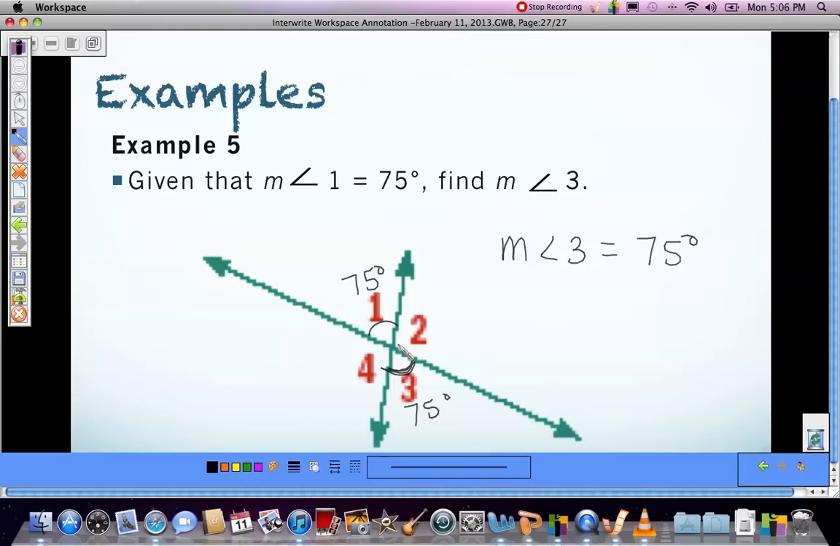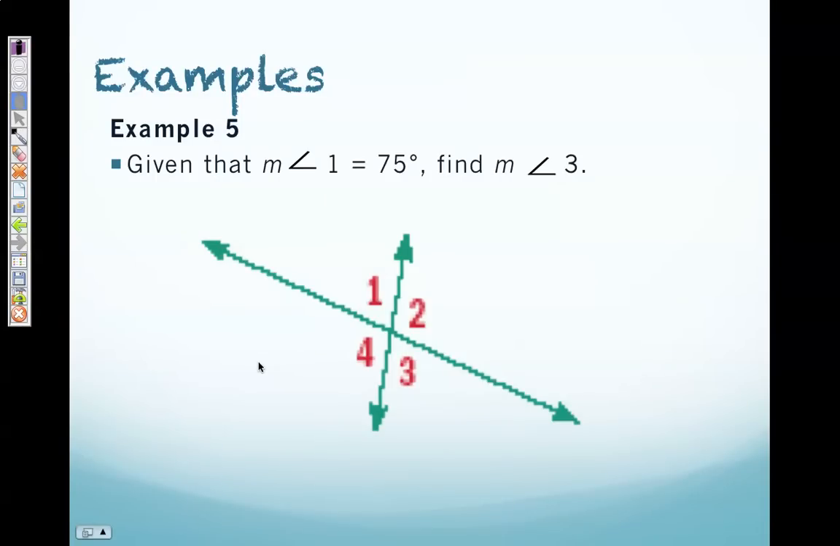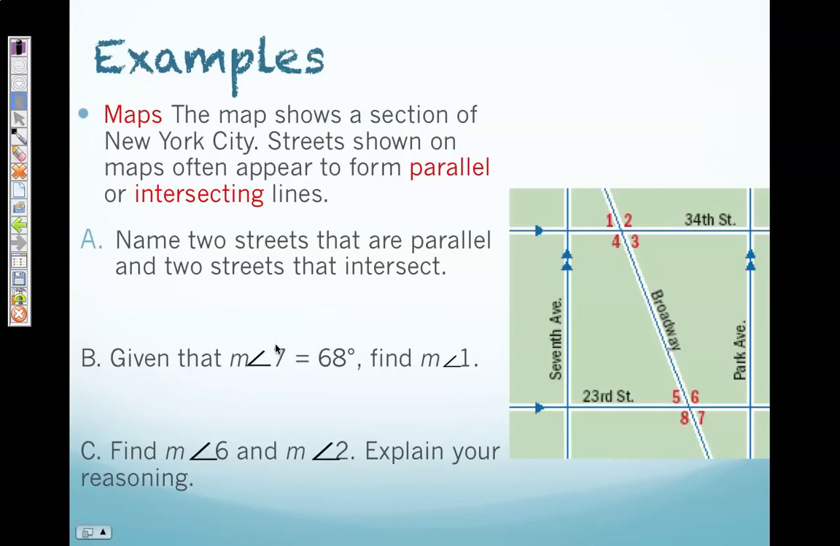Vertical angles are congruent always. All right, your last example, maps. The map shows a section of New York City streets. Streets shown on maps often appear to form parallel or intersecting lines. Name two streets that are parallel and two streets that intersect.